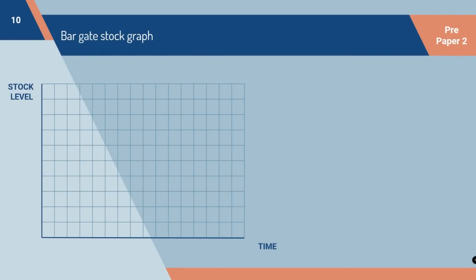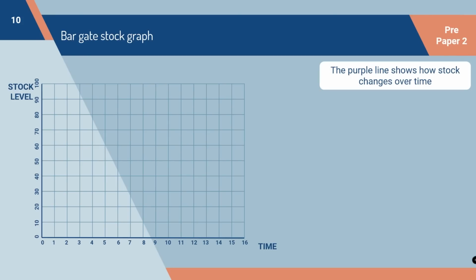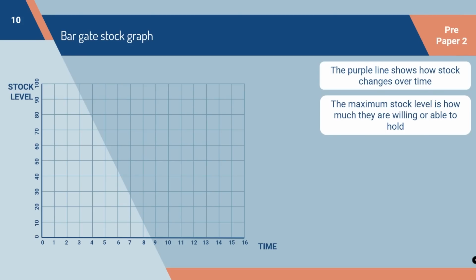The last bit that you've got to be aware of for Theme 2, calculation-wise, in terms of big models, obviously there'll be potential for percentage change and things like that. But the main big model is the Bar Gate stock graph. So let's go through this step by step. I'm going to show you a purple line that shows how stock changes over time. But before we do that, let's have a look at the maximum stock level.